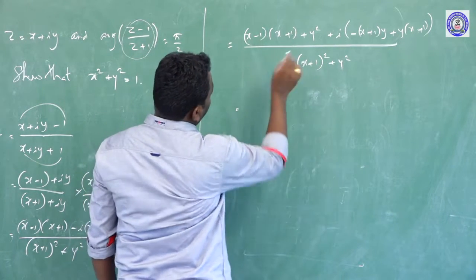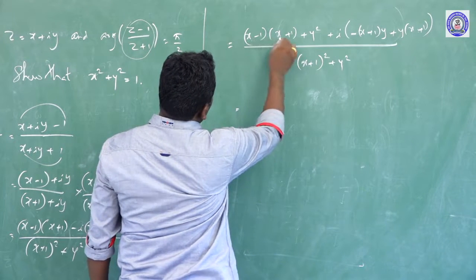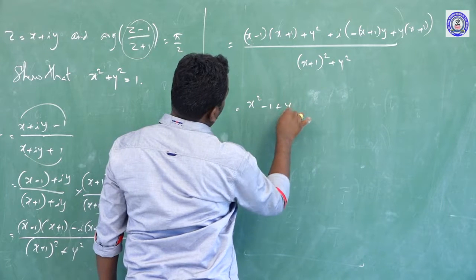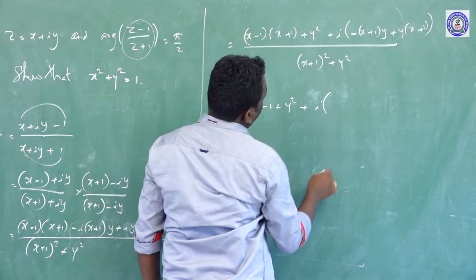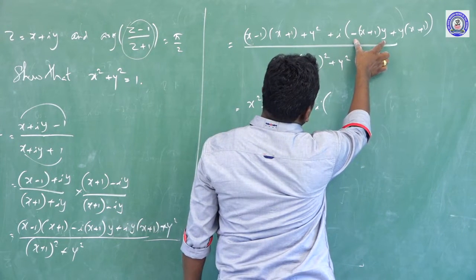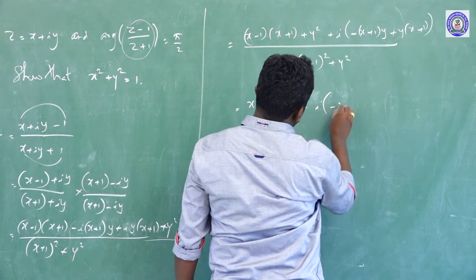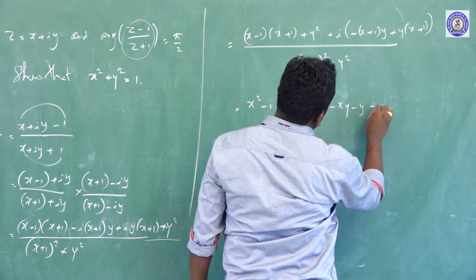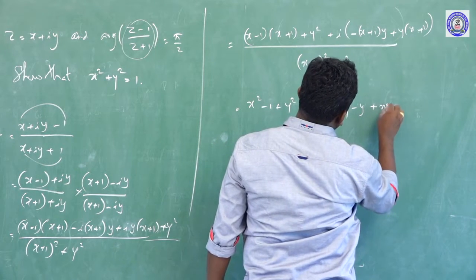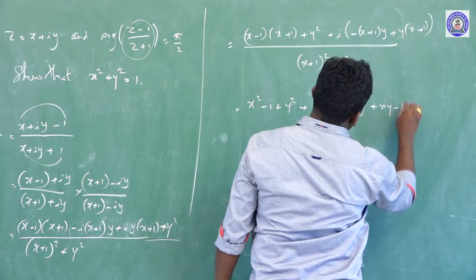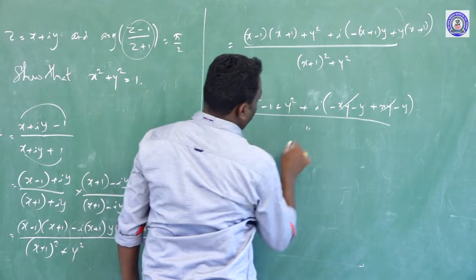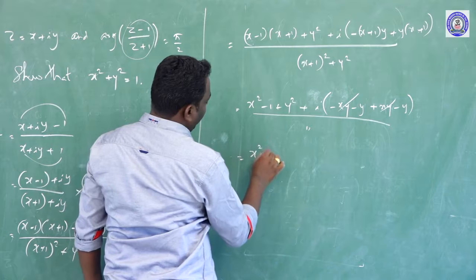Now just multiply and simplify the equation. It is (a + b)(a − b): x squared minus 1 squared, that is 1, plus y squared, plus i times the cross terms: minus xy, minus xy, and then minus y, minus y, then multiply plus x, y minus y. Therefore plus xy minus y cancel.